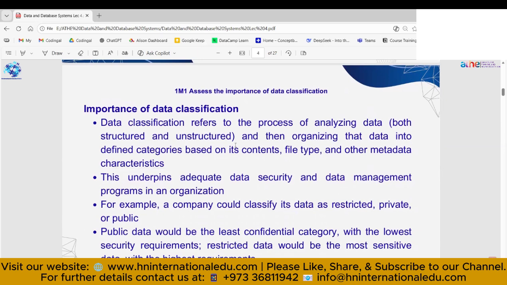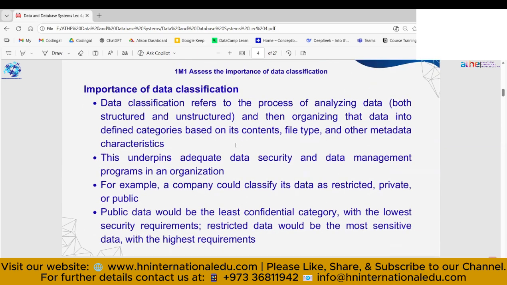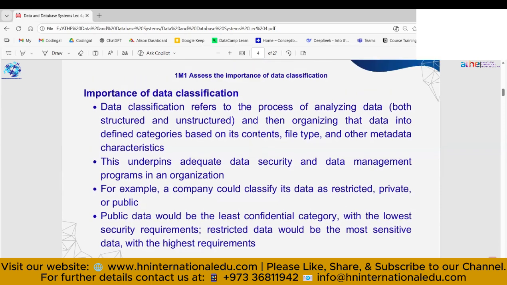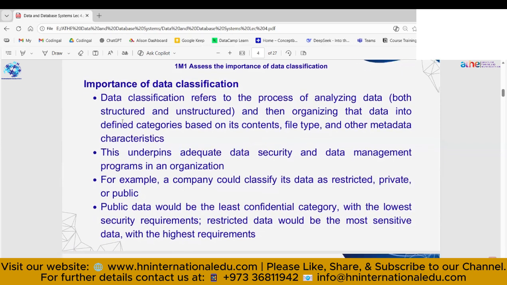Okay, so the first one is the importance of data classification. We have to assess the importance of data classification, and in this we are going to see why data classification is important, and what levels there are, how data is classified, and how many levels there are. So data classification refers to the process of analyzing data, both structured and unstructured, right?